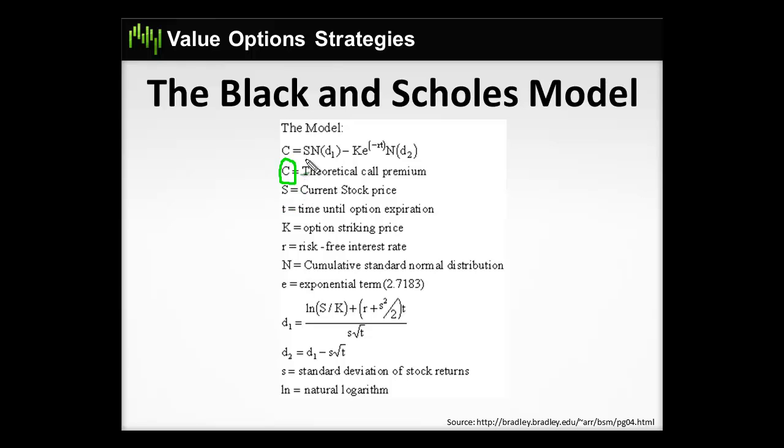Now, let's take a look at some of the variables or parameters within the formula itself. S is the current stock price. T is the time until expiration. K is the actual option strike price. R is the risk-free interest rate. And then we reference with N the cumulative standard normal distribution. And then we also have some other things here as well.